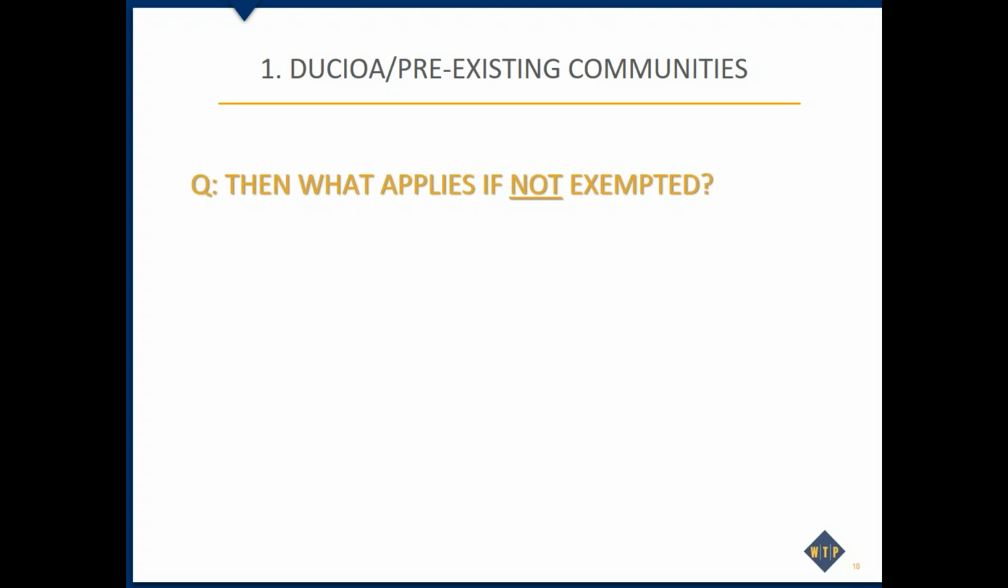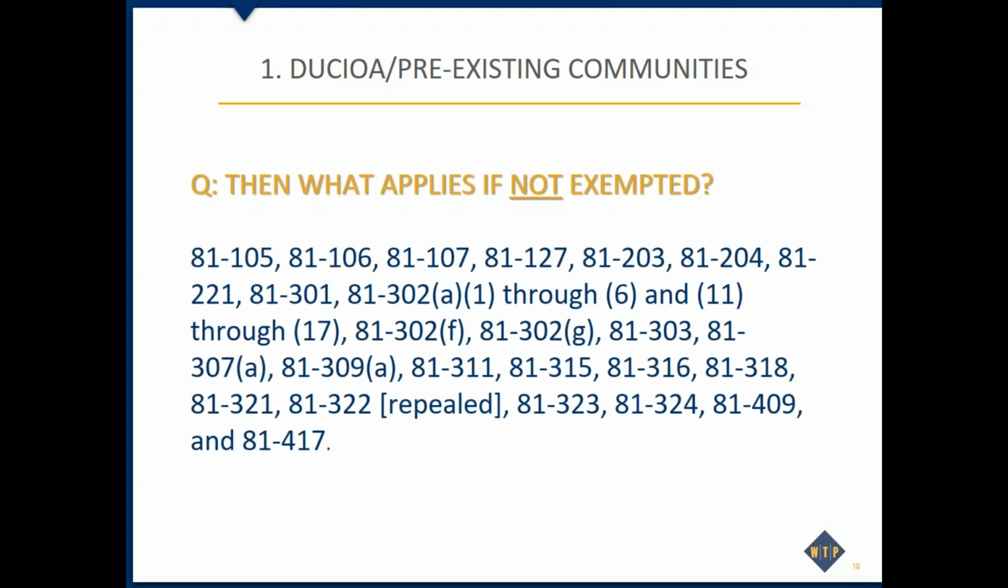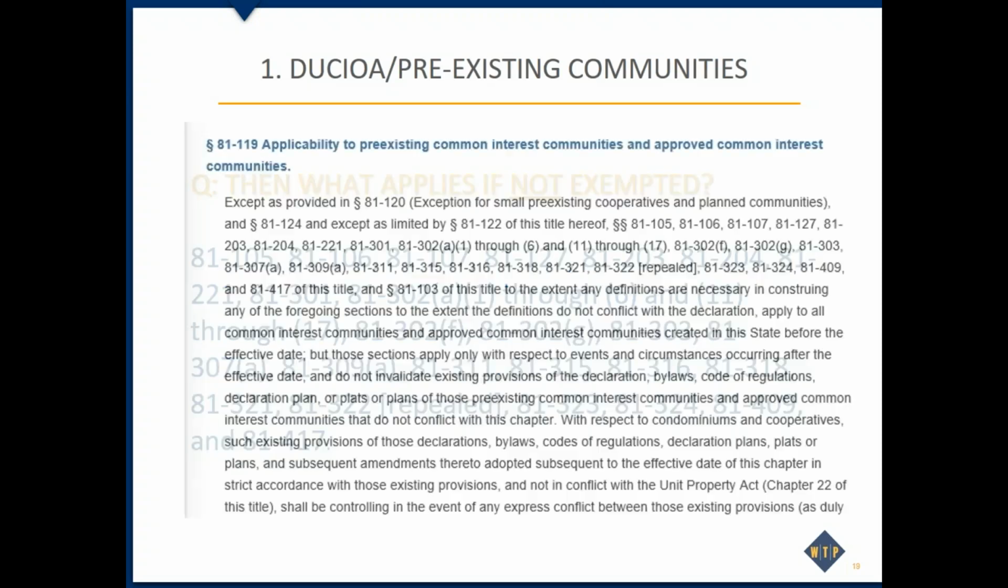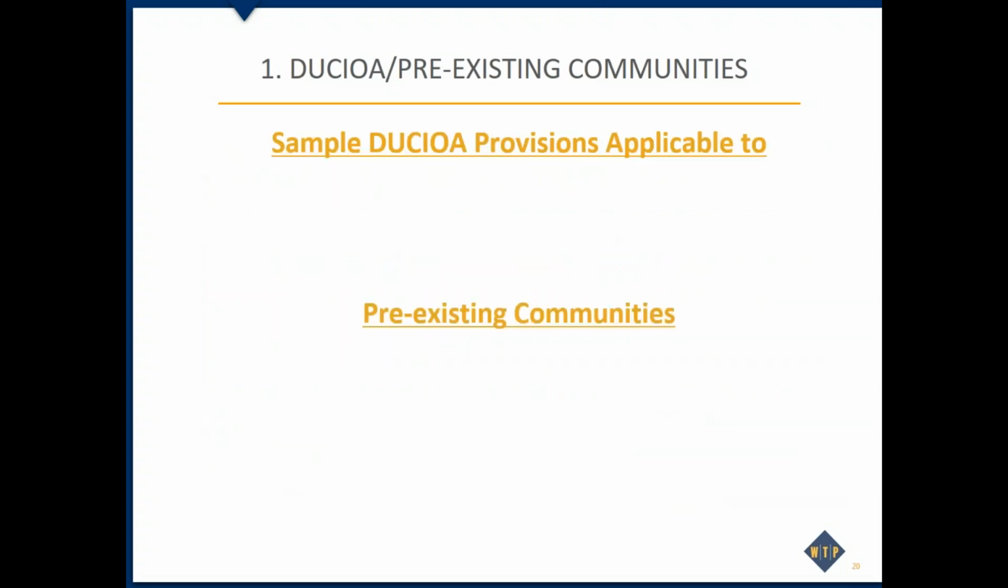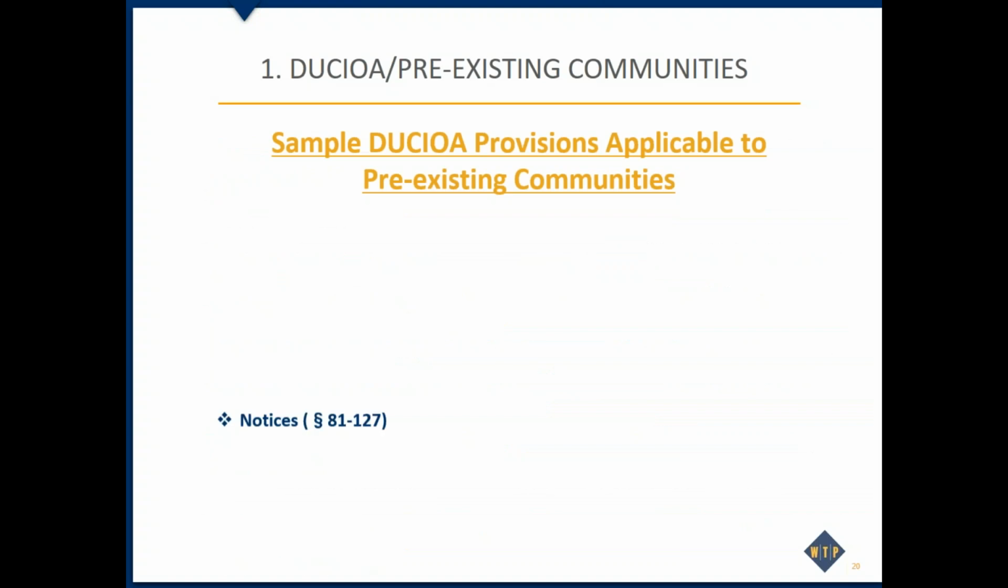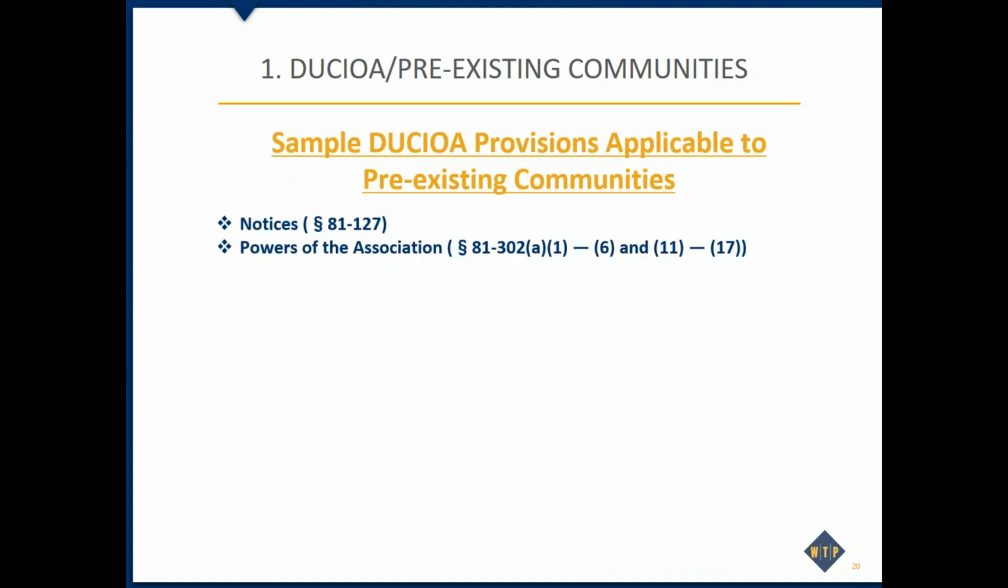So what happens if it does apply? Well, Section 119 of the code, and the next slide lists all of those, are the sections that apply to you. I've just cut and pasted them into the slide. If you could jump 2 slides up. So if you take a look, I have a list there of the types of things that apply to pre-existing communities.